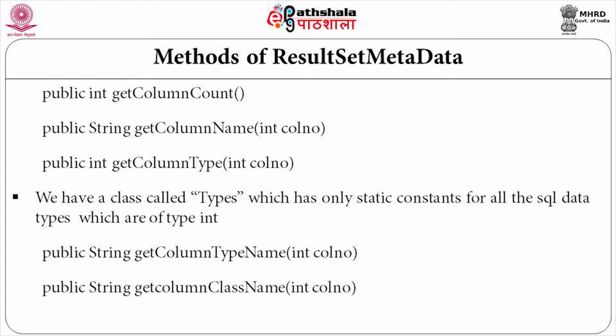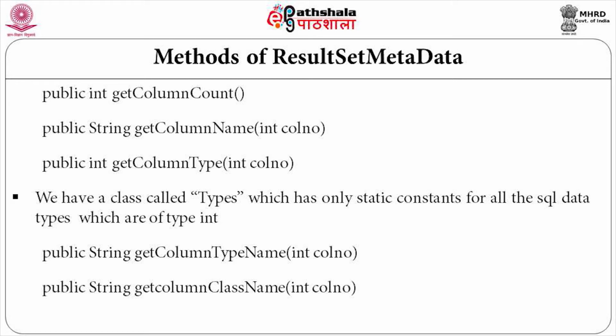Okay, so let's start with looking at the various methods here. Our interest could be, what's the name of the column? So we have a method called getColumnName. It always takes a parameter. All methods here, except getColumnCount, take only one parameter, which is the column number. So getColumnName gives us a string, the name of the column.